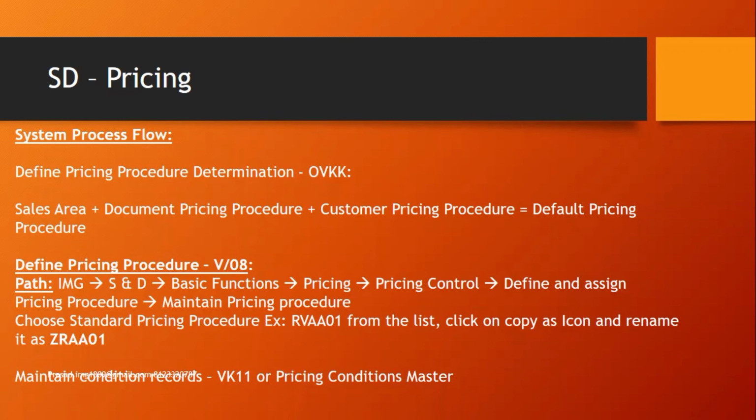So pricing procedure determination is a combination of sales area, document pricing procedure, and customer pricing procedure, which is equal to the default pricing procedure. So this is the path where we go: implementation guide, that is a definition part, sales and distribution, basic functions, pricing control, define and assign pricing procedure. Here we do all those steps, maintain pricing procedure. We all must remember the standard pricing procedure, that is RVAA01.